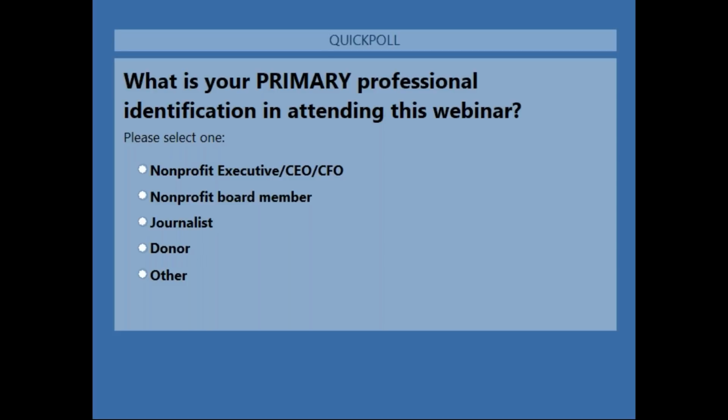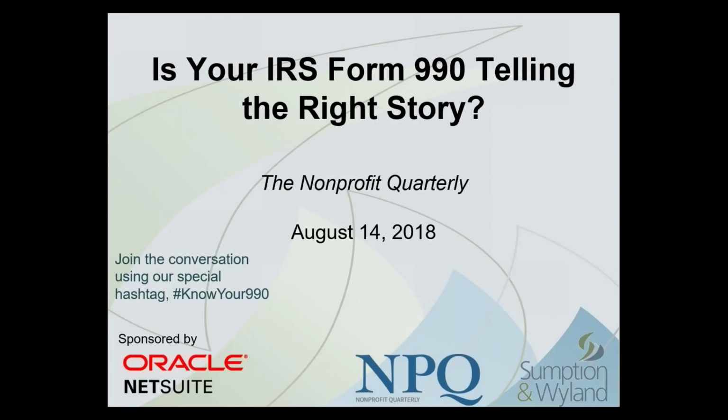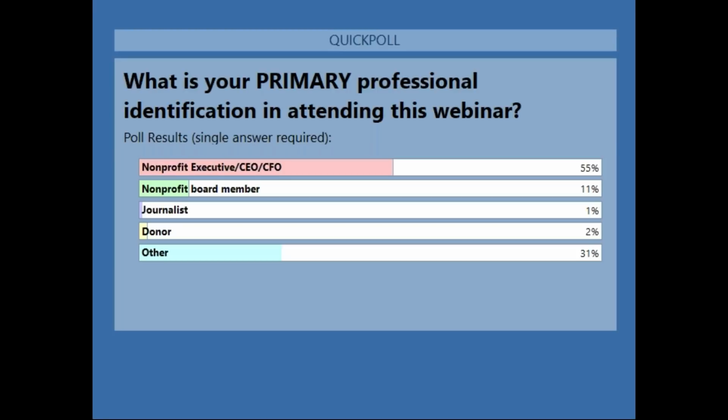Great, I see a lot of people are voting. Okay, I'm going to go ahead and close out the poll and share the results. So 55% of you are nonprofit executives, CEOs or CFOs. 11% are nonprofit board members. That's great. And we've got some journalists, some donors, and 31% are other. Interesting. Those don't fit any of the other categories. But that's very helpful. Thank you very much.